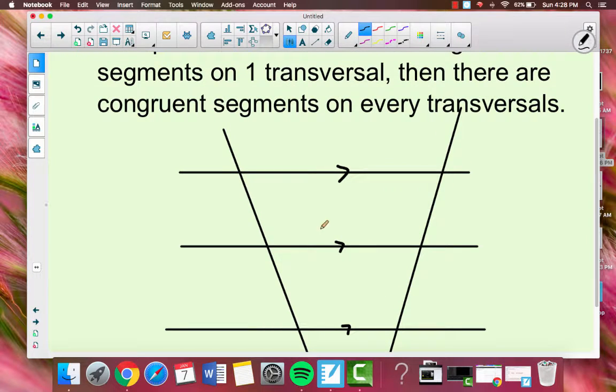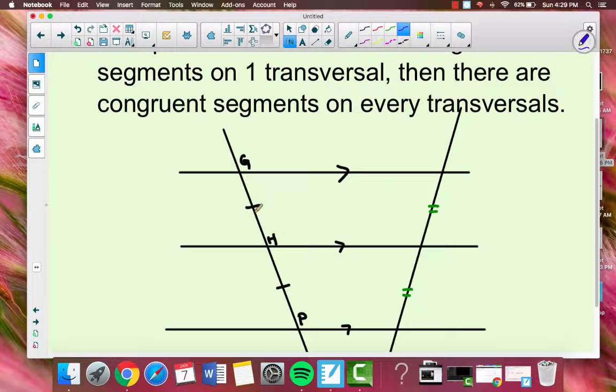Okay, and then we've got the 2 transversals, and here it says if we've got 3 parallel lines with 2 transversals, and they tell us that 2 parts are congruent, so maybe GH is congruent to HP, they've marked that for you, then that would mean that automatically the other 2 sides would have to be congruent. So these 2 would have to be the same.